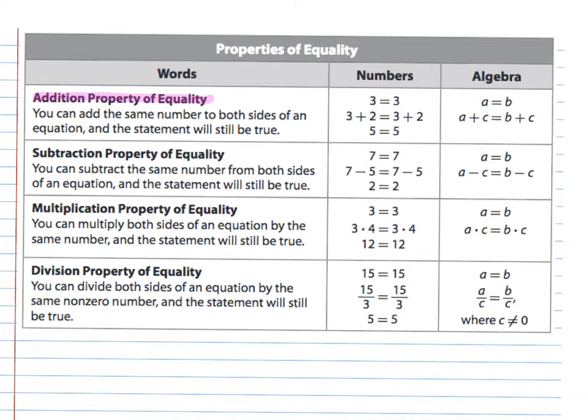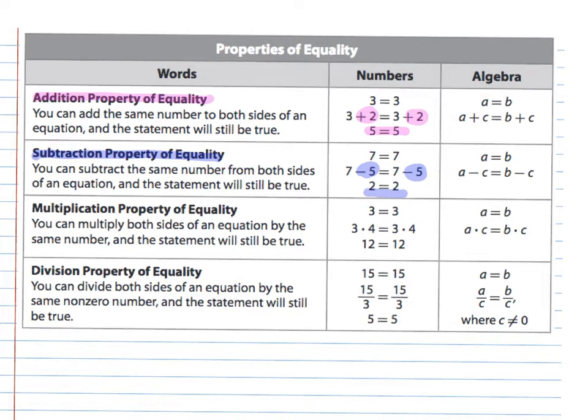That one basically says if you add 2 to the left side, you have to add 2 to the right side, and it will balance out on you. That's why you have 5 equals 5. Same thing for the subtraction property. That means if you subtract 5 from the left, you have to subtract 5 from the right, and you get a balanced equation, which is 2 equals 2.